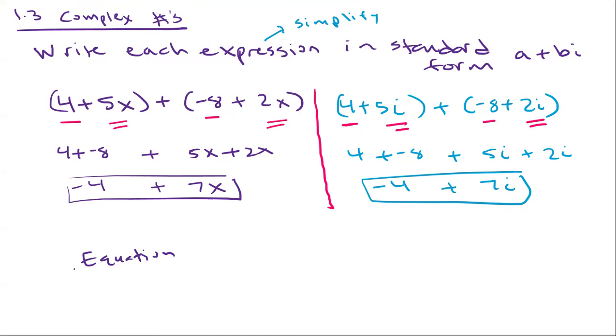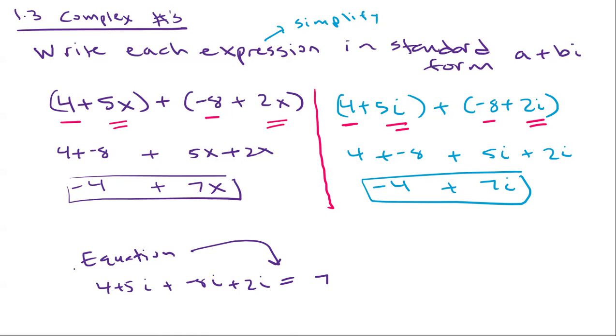then it would have been like 4 plus 5i plus negative 8i plus 2i equals, say, 7. So the equation has an equal sign there. That's the difference. When we're just doing an expression, you just simplify it. We're not solving for a particular variable.